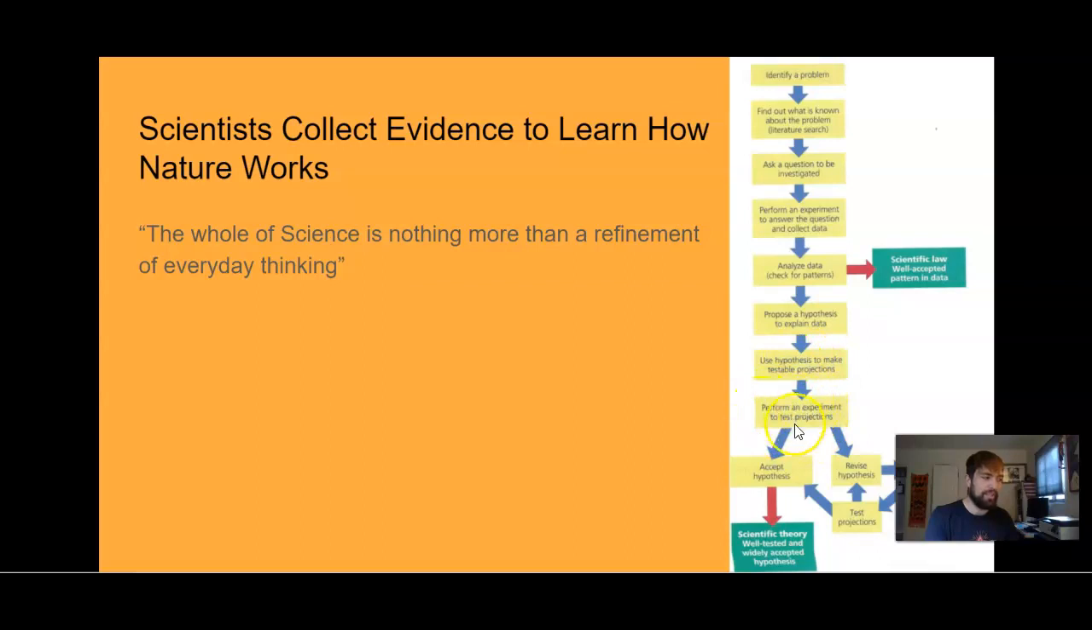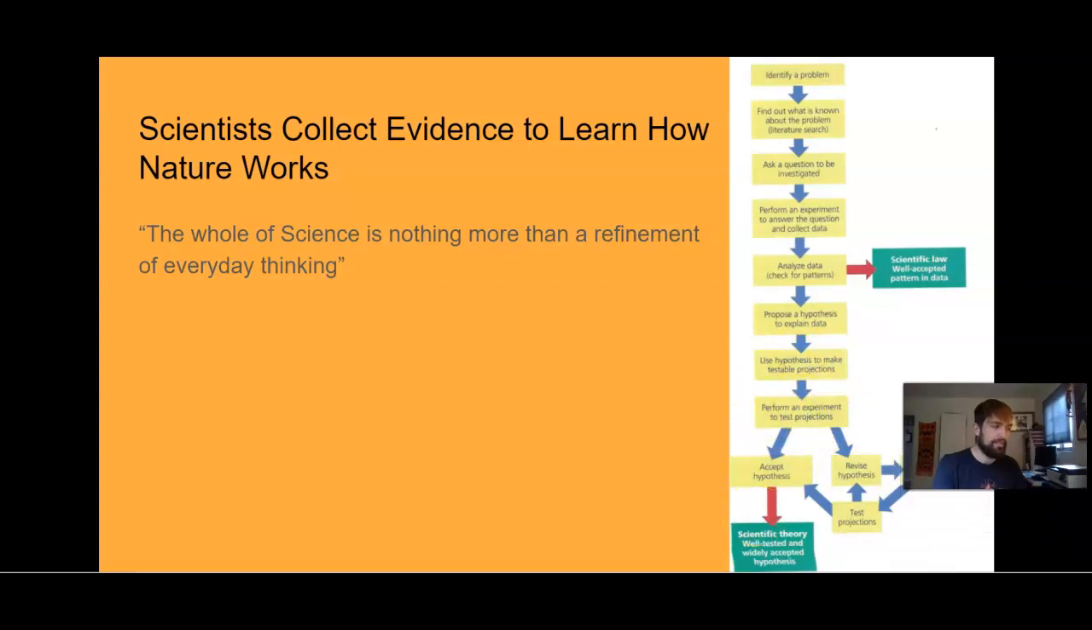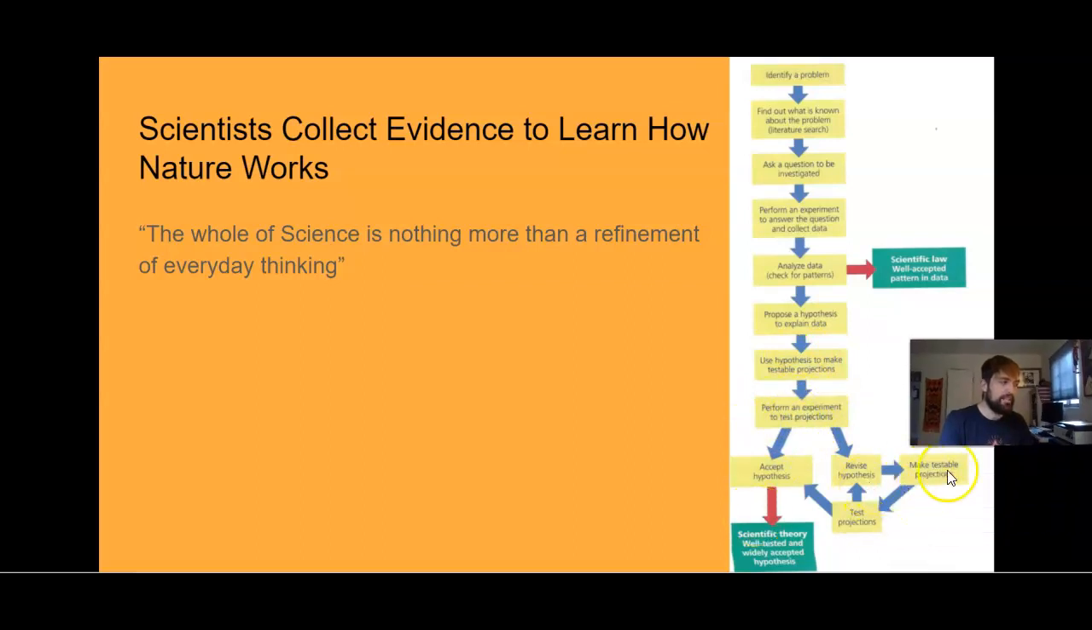to test the projections. So either it's accepted, revised, or you can make it more testable and test again, to revise and come up with different ways until you find out if your hypothesis is accepted. And that can become a theory, which we'll talk more about soon.